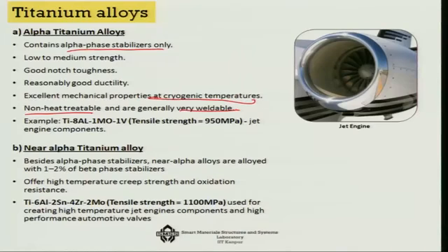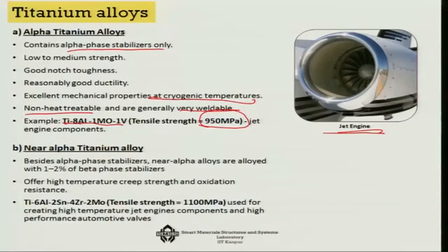Example one of them is Ti-8Al-1Mo-1V, weight percent. So, 8% aluminum, 1% molybdenum, 1% vanadium, and rest is titanium, through which you can get a tensile strength of about 950 MPa, and that is used in jet engine components. Because of particularly the cryogenic temperature, it has to undergo very low temperature regions and perform. So, their titanium alloy is very much used.